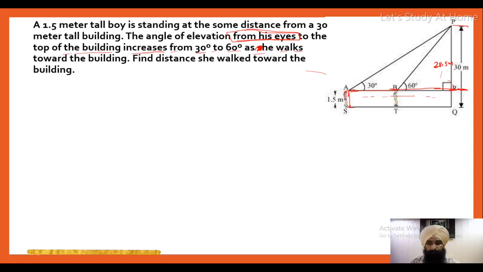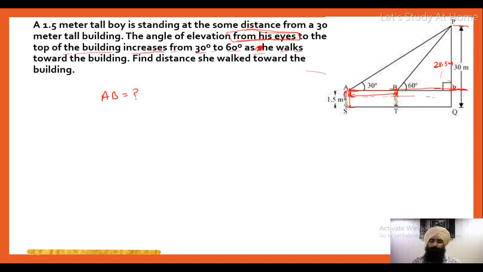Now I am going to find the distance covered by the boy. Distance covered by the boy, this I want to find. Means what we want to find? I want to find AB. Just think 1 minute how to find. Pause the video and think 1 minute how to find the AB.